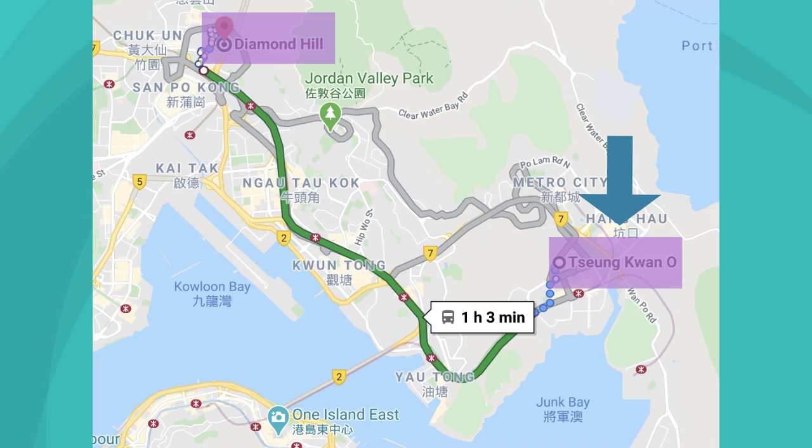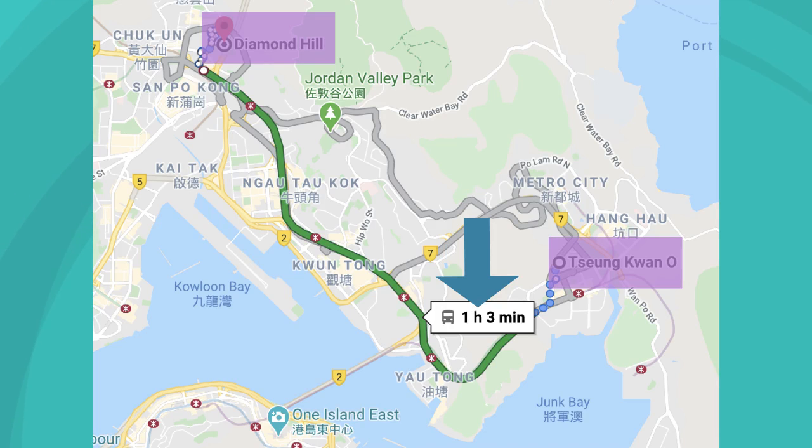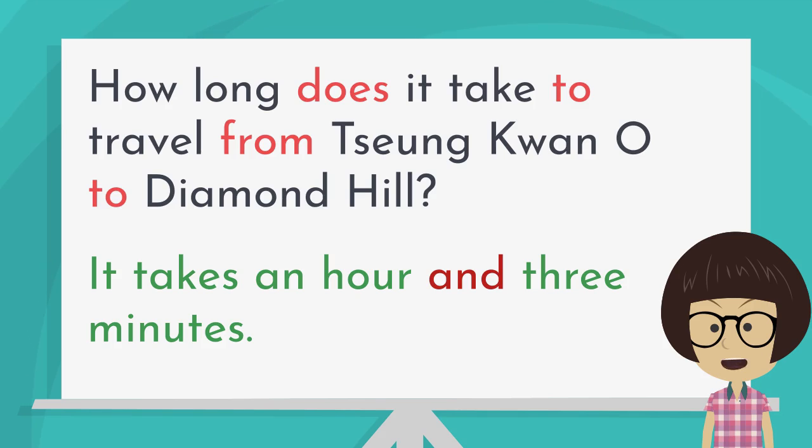Changquan-O is the starting point. Diamond Hill is our destination. You can see the mark on the map. So the question is, how long does it take to travel from Changquan-O to Diamond Hill? And what is the answer? The answer is, it takes an hour and 3 minutes, or it takes 1 hour and 3 minutes.